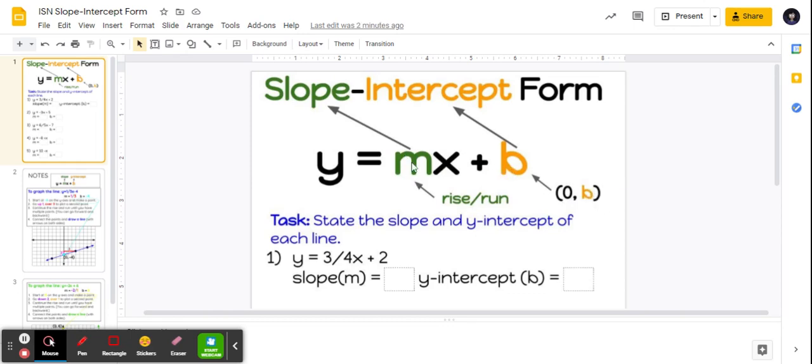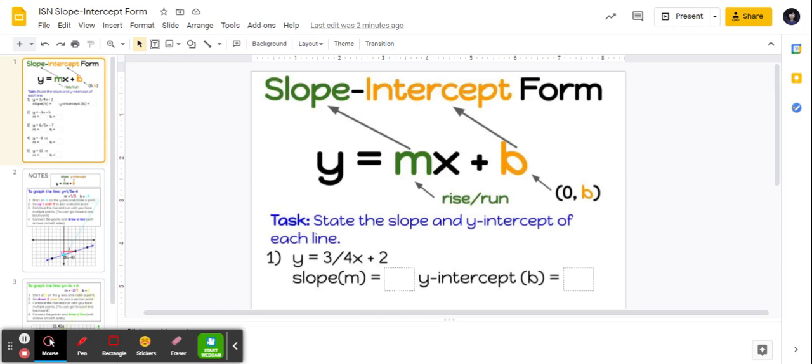So this number in front of the x tells us our rise and run. This number at the end tells us where this line is going to cross the y-axis. The first thing we're going to do is practice going through a couple of equations and listing out what the slope and the y-intercept are in each equation. Feel free to pause it, try these on your own, and then come back to check your answers.